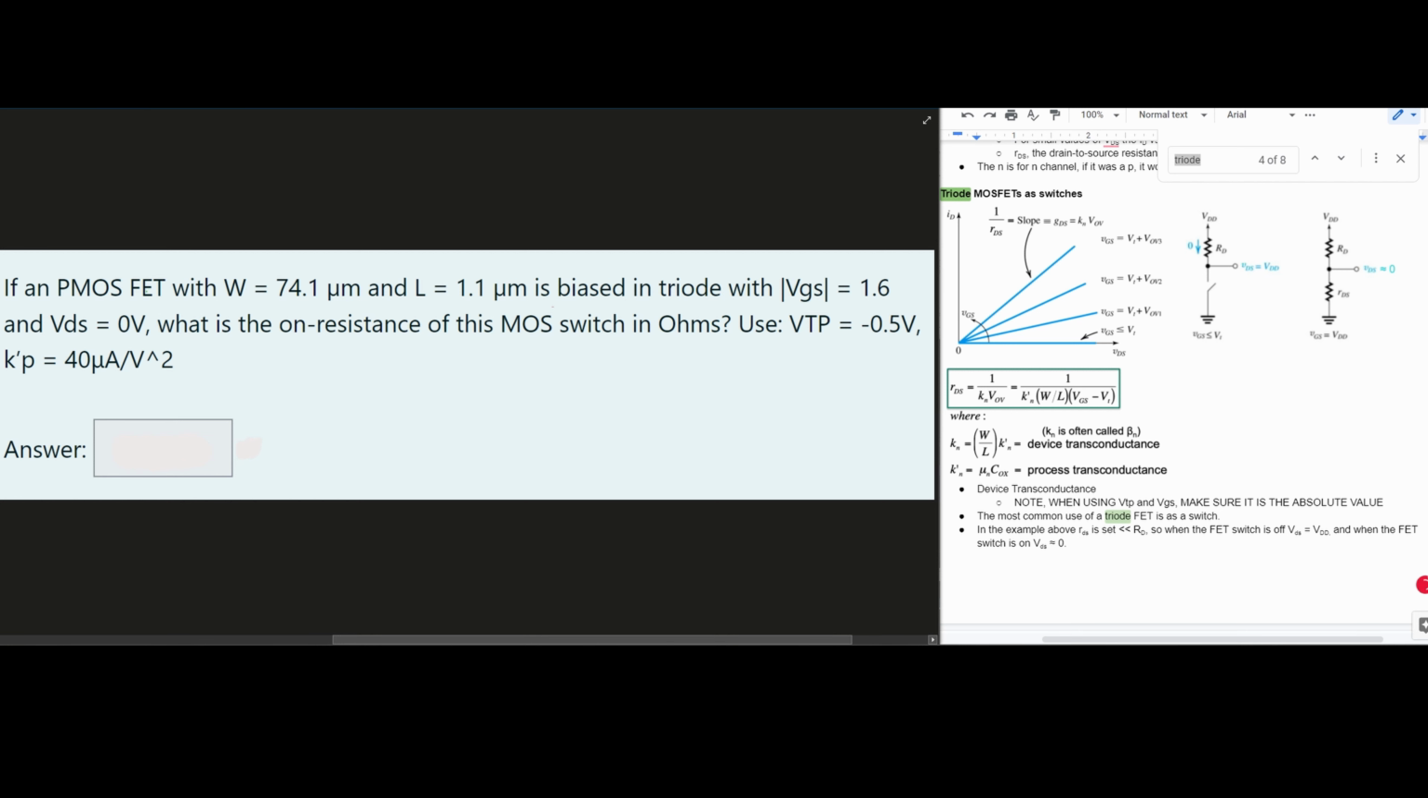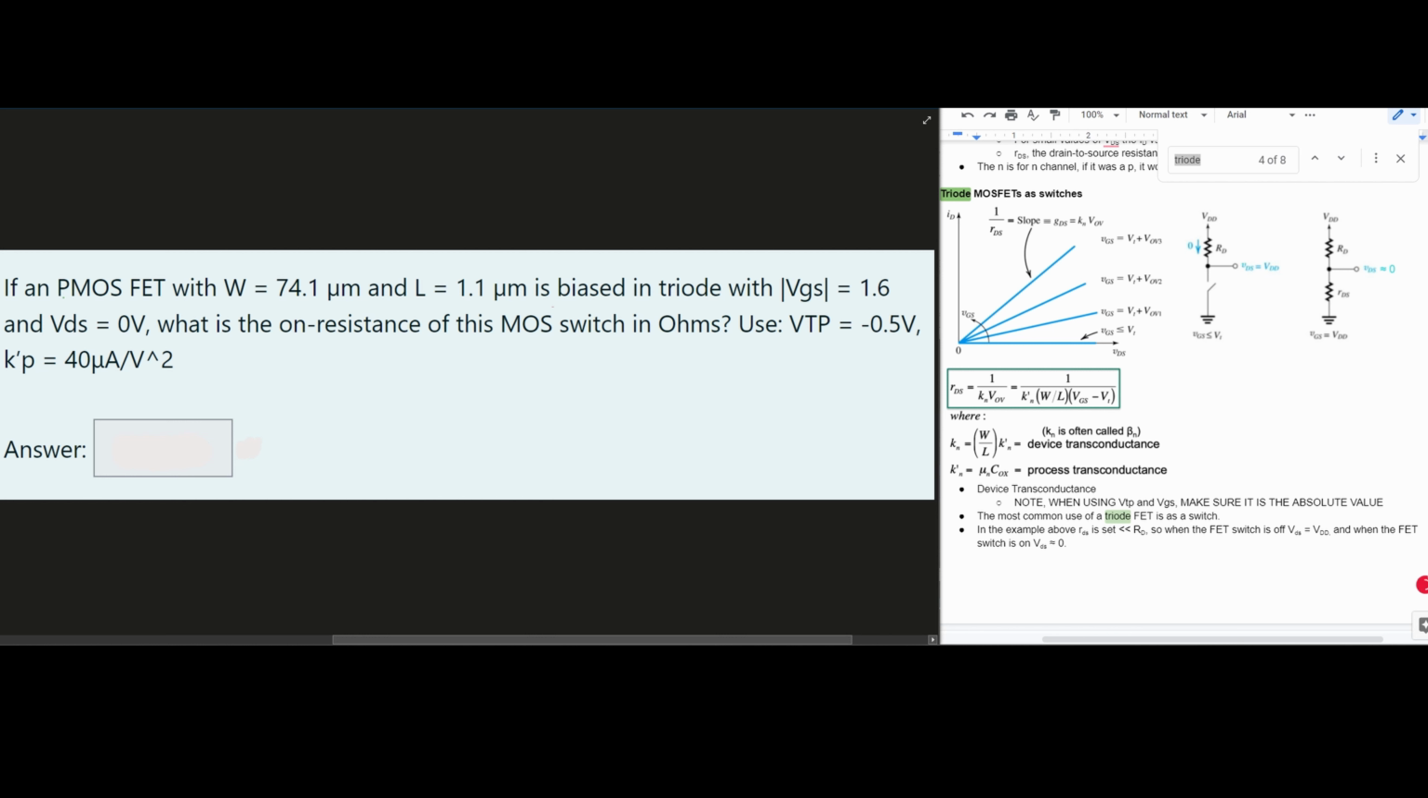We're told that a PMOS FET with W and L, both in micrometers, is biased in triode with a VGS and a VDS. What is the on resistance of this MOS switch in ohms? And we're also given a VTP and a K prime P value as well.